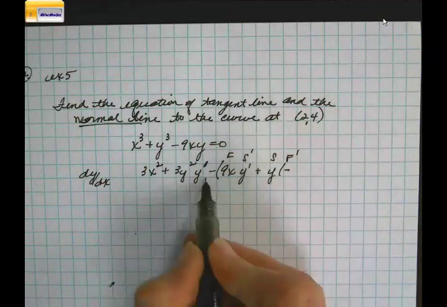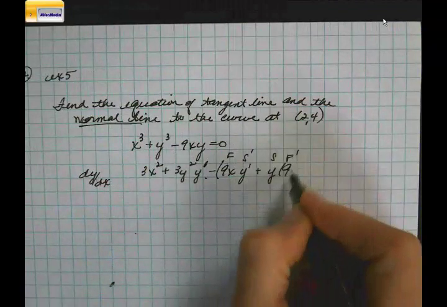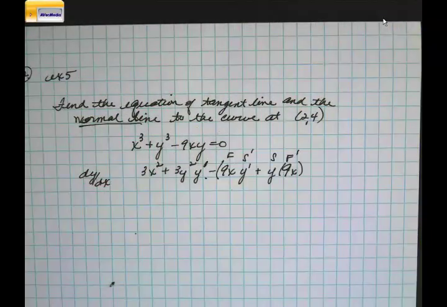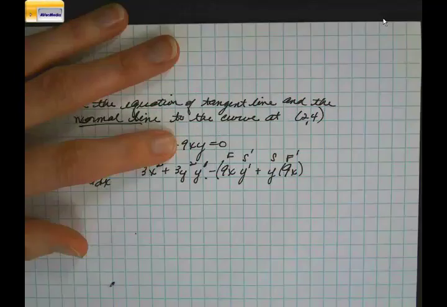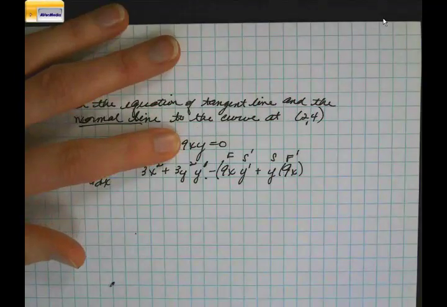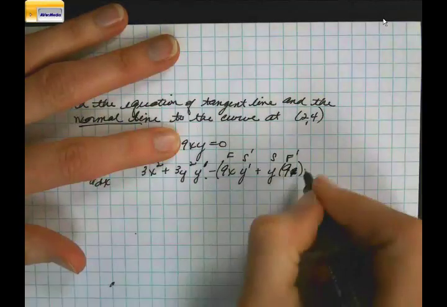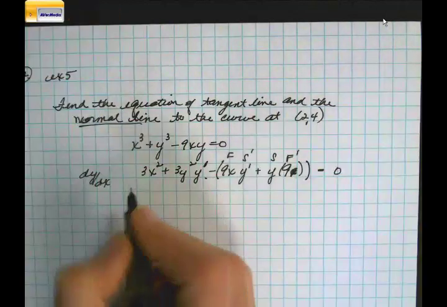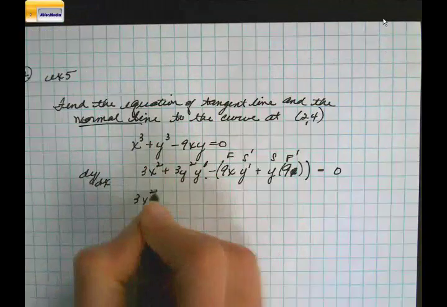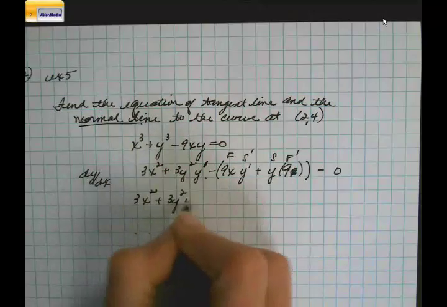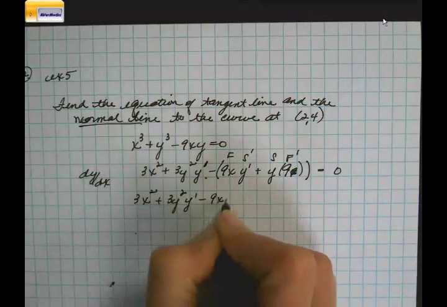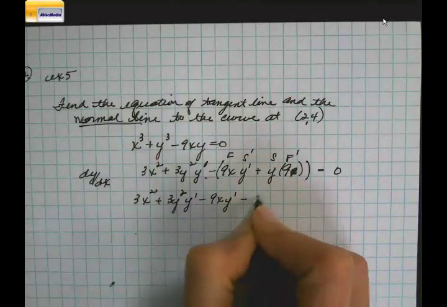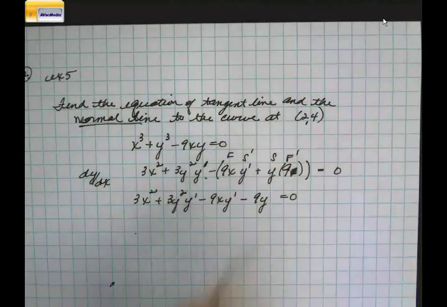I've got to figure out what to do with this minus sign here. In this case it's a 9x, okay? I pulled the minus out front, so I'm just taking the derivative of 9xy. The derivative of the first is 9. Okay, thank you. And the derivative of 0 is 0. So this is 3x squared plus 3y squared y prime minus 9x y prime minus 9y.